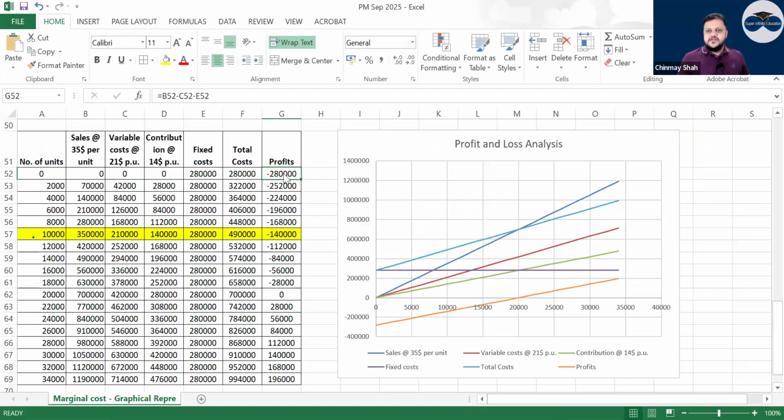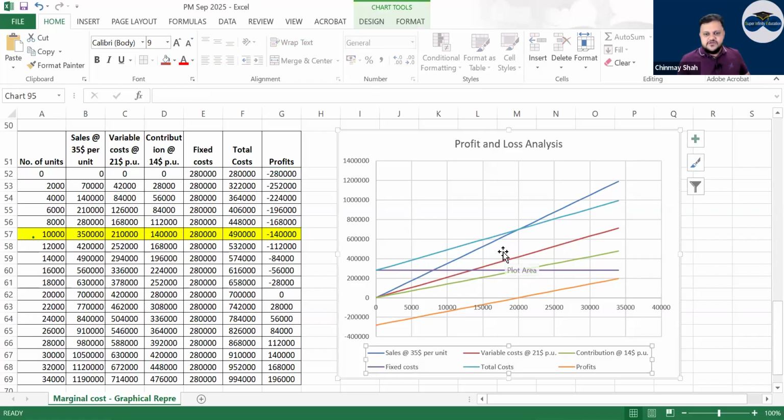Profit. Two ways you can calculate profit. What are the two formulas for profit? Sales minus variable minus fixed, or I could say sales minus total cost directly. Both the things will work out. Okay. So let me do sales minus total cost as of now. Keep only those two lines. Other than that, remove everything. I need sales.